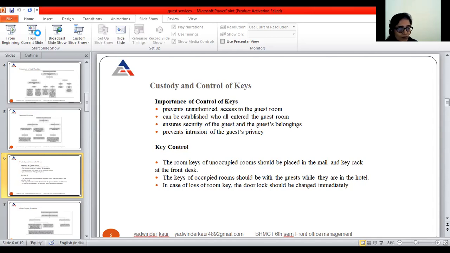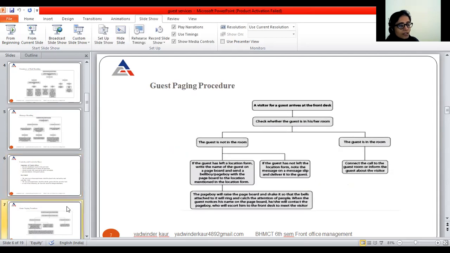In case of loss of room key, the door lock should be changed immediately. If someone loses his or her room key, then we have to change the door lock immediately, right? Otherwise we take the risk that the next guest who stays with us may face theft or pilferage in the hotel. So we have to control that also.